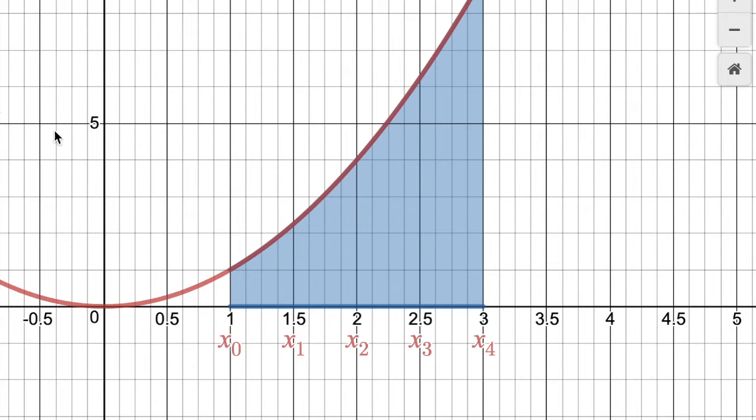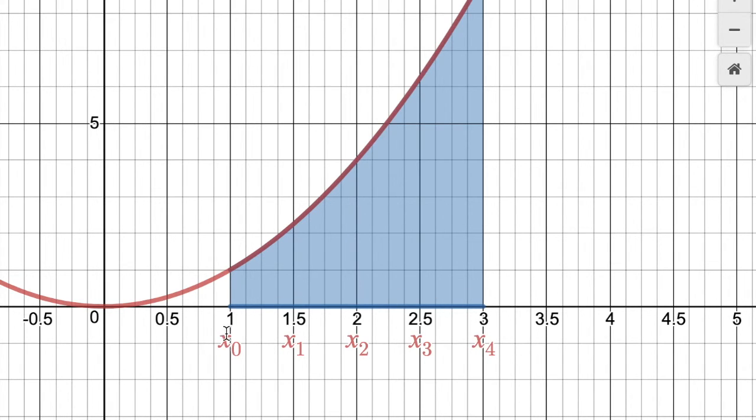approximations. So I think we'll start out with figuring out our subintervals. This time I have them labeled. My left endpoint is x sub 0, and I'm going to break them into 4, so 3 minus 1 is 2, divided by 4, so each subinterval will be a half. So x sub 0 is 1, x sub 1 is 1.5, x sub 2 is 2, x sub 3 is 2.5, and x sub 4 is 3.